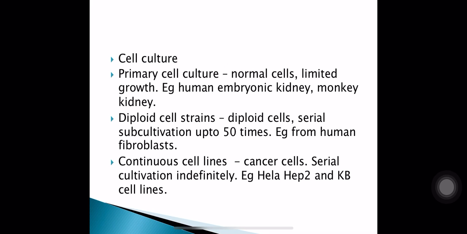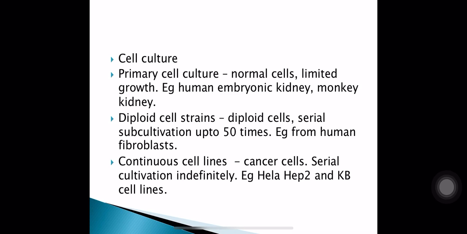Cell culture again is of 3 types: primary cell culture, diploid cell strains, and continuous cell lines. In primary cell culture, normal cells are used. They have a capacity for limited growth. Example, human embryonic kidney or monkey kidney. Then diploid cell strains, which are diploid cells, they can be subcultivated, serial passage for up to 50 times.